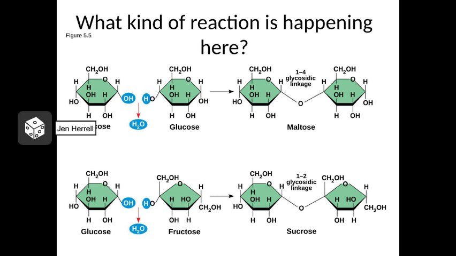Here we have two chemical reactions showing monosaccharides being built into disaccharides. Examine these reactions closely. What kind of reactions are these? Think back to a slide found earlier in this presentation. What evidence do you have to back this up? Write that down, bring it to class, and we'll discuss it.